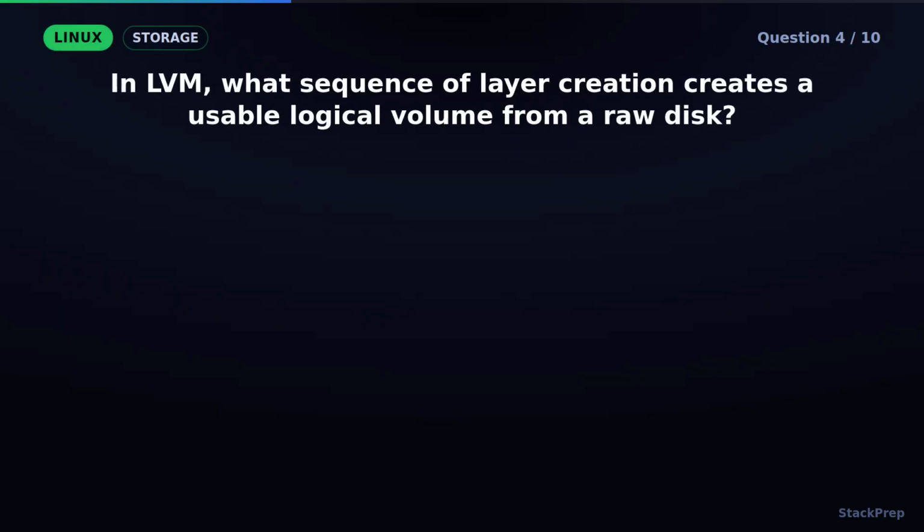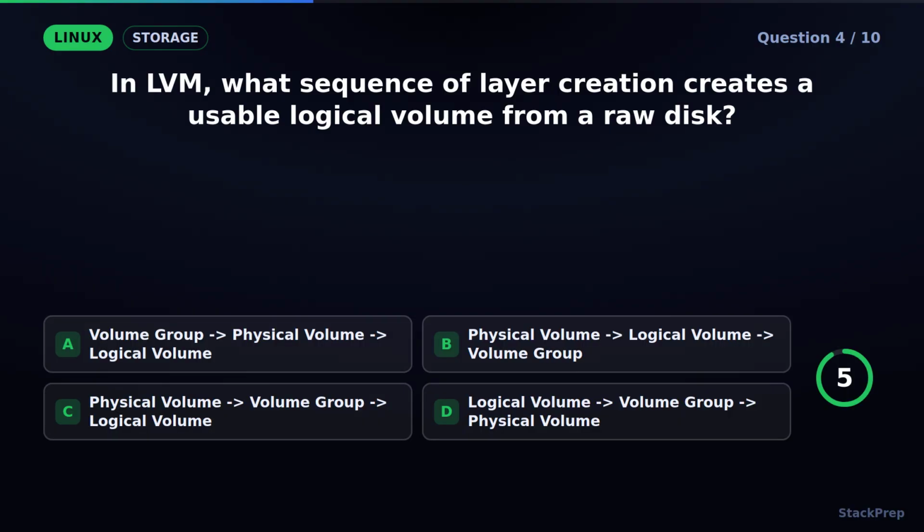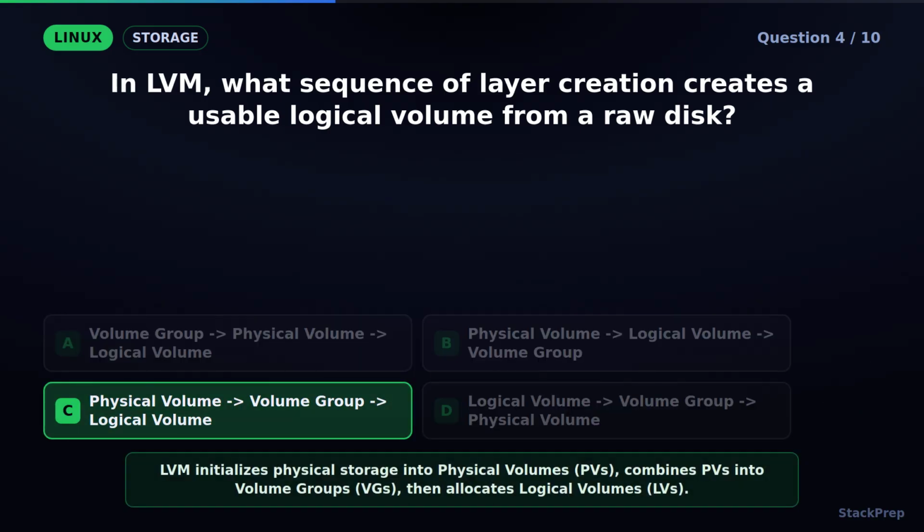In LVM, what sequence of layer creation creates a usable logical volume from a raw disk? The answer: physical volume to volume group to logical volume. LVM initializes physical storage into physical volumes, PVs, combines PVs into volume groups, VGs, then allocates logical volumes, LVs.